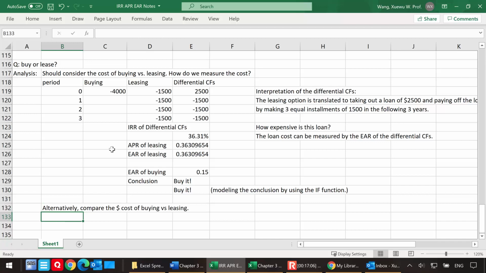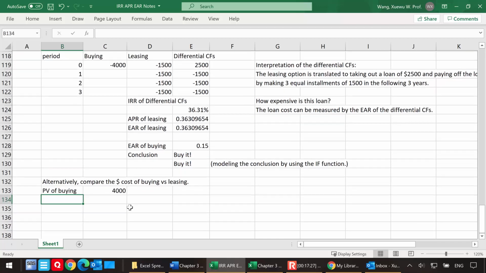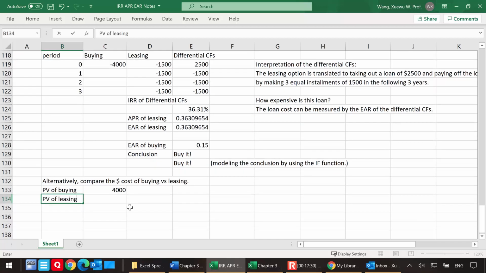If you want to buy, you're just going to have $4,000. And if you want to lease, well, you're going to pay 3 installments. And so I'm just going to look at the present value of buying. Well, that's just one-time cash of 4,000. And I want to look at present value of leasing. Well, the leasing actually comes in the format of a multiple cash flow. So I need to model this multiple cash flow.